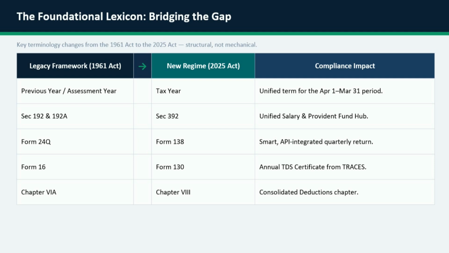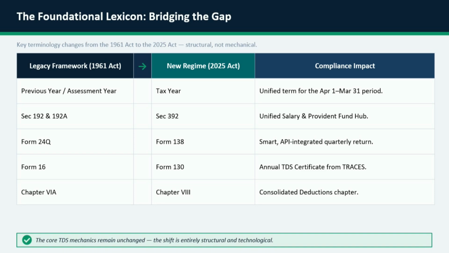Similarly, Form 24Q transitions into Form 138, a smarter API-integrated compliance form, while Form 16 becomes Form 130 for annual TDS certification. The overall objective is clear: simplify compliance, standardize reporting, and enable a more technology-driven tax ecosystem.